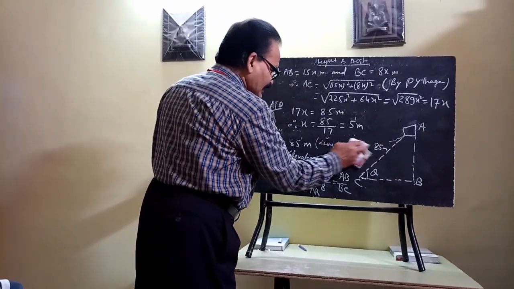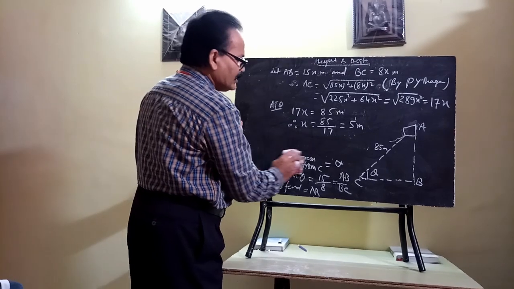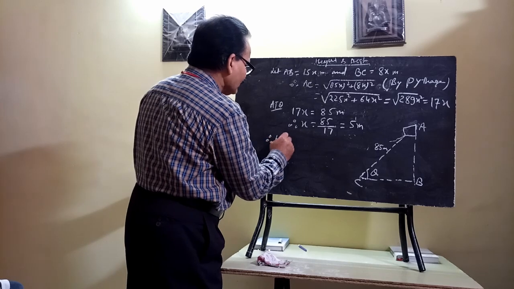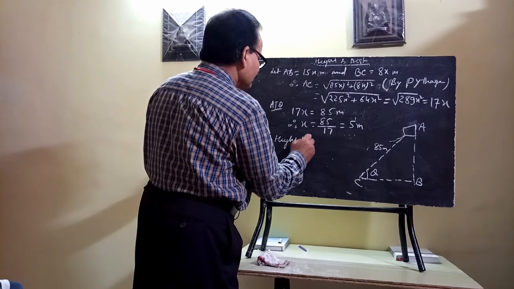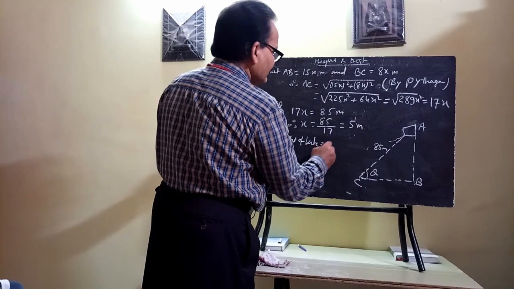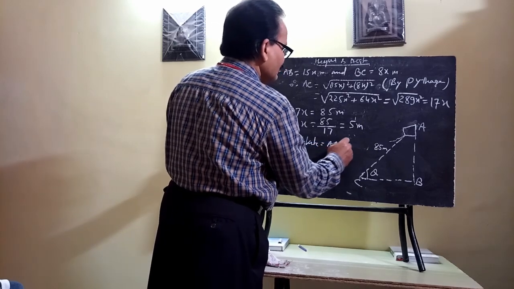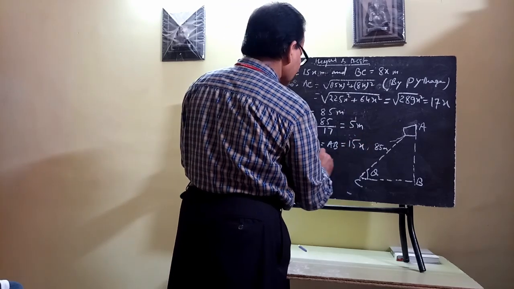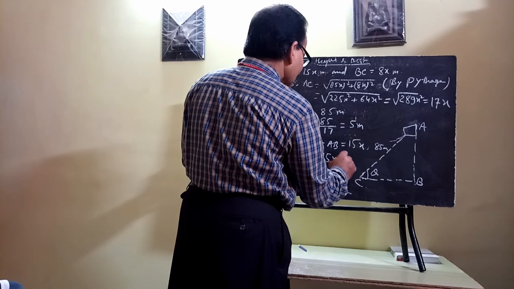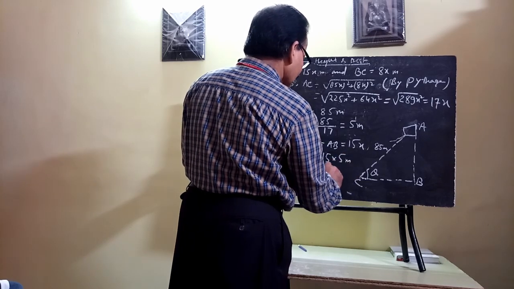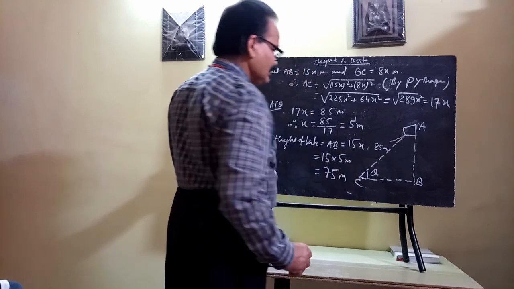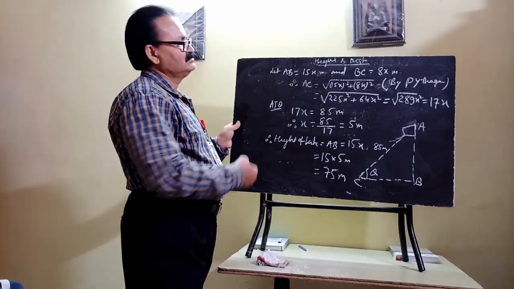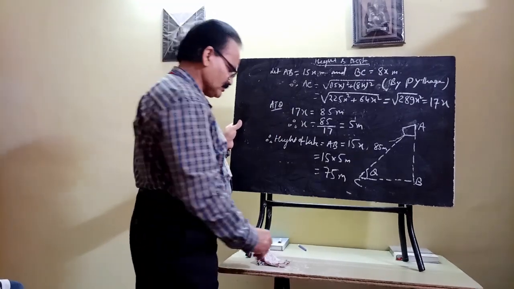So after finding x, now you can find the height of your kite, that is your AB, which is 15x. That is 15 into 5 meter, which is equal to 75 meter. You have got it? Now I have to proceed for the next question, so I have to remove it.